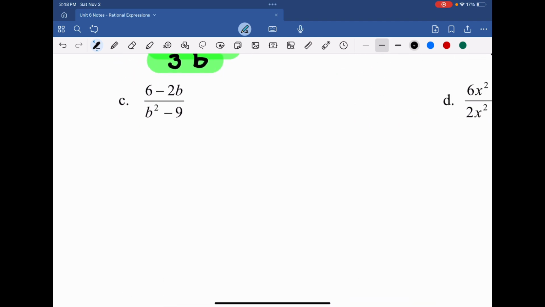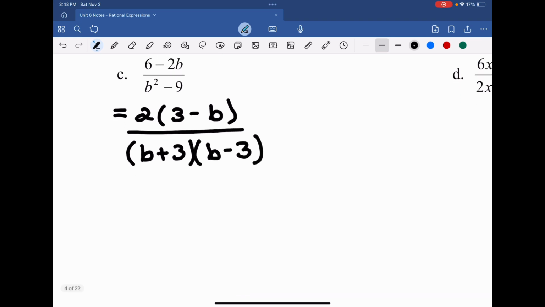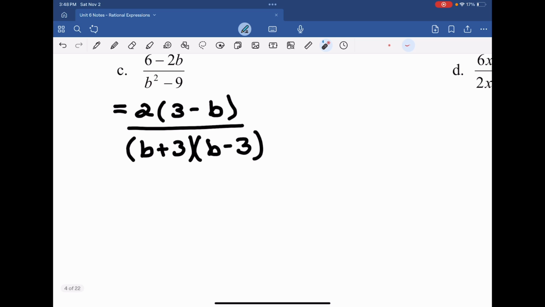Okay, let's go to our next one here. In this example, I'm going to try and factor out a term in the numerator. So I'm going to factor out 2, leaving me with 3 minus b all over. We recognize a difference of squares in the denominator, b plus 3, b minus 3. Now, we see in the numerator that these terms kind of look the same, but they're opposite.